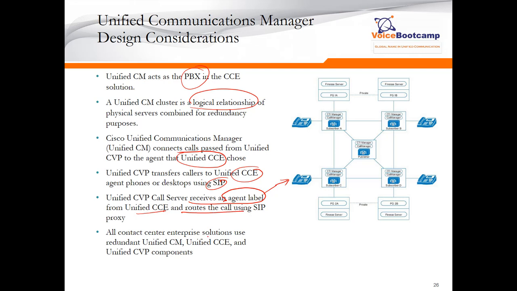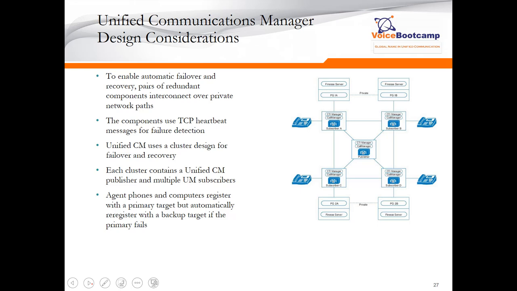All contact center enterprise solutions will use a redundant Call Manager, redundant UCCE, and redundant CVP components. Now, to enable automatic failover and recovery, paired redundant components interconnect over a private network. So again, you have to make sure that there is a heartbeat going on between the servers. Such as right here, Call Manager will use a cluster design for failover. Each cluster will contain a publisher and multiple subscribers. Agent phone and computer will register to the primary target. If it fails, it will register to your secondary target, such as another subscriber.